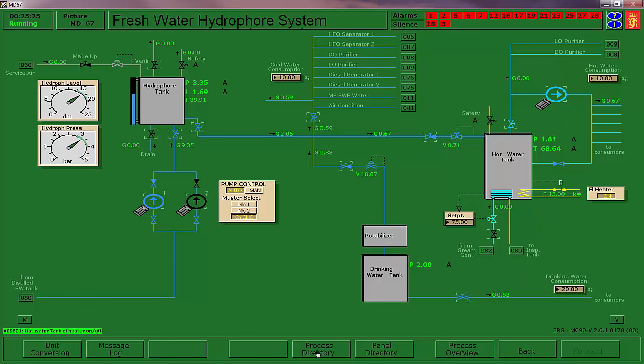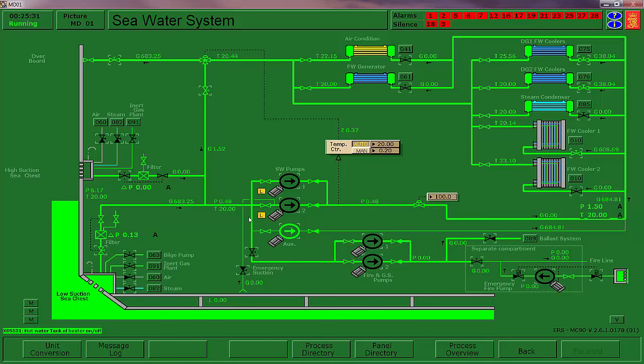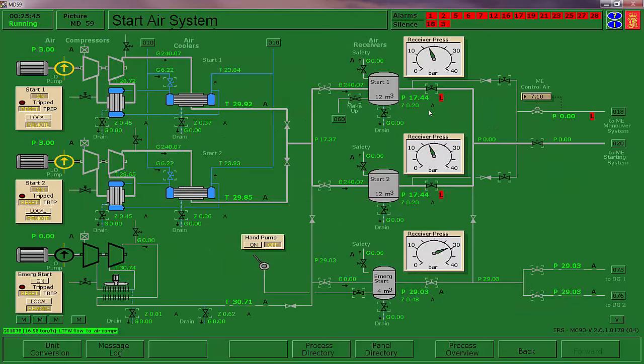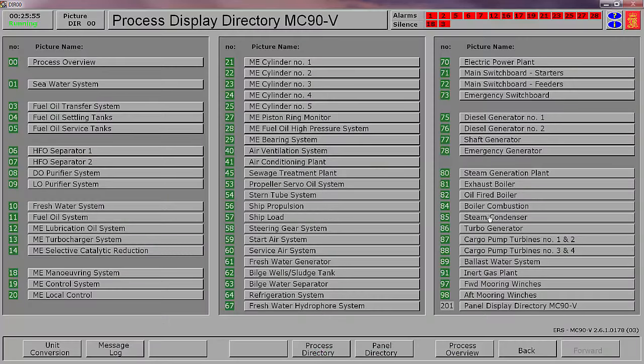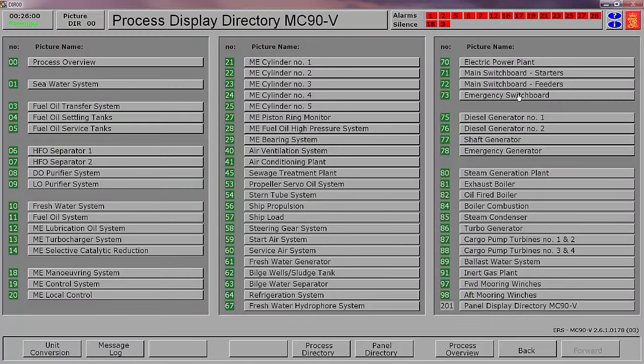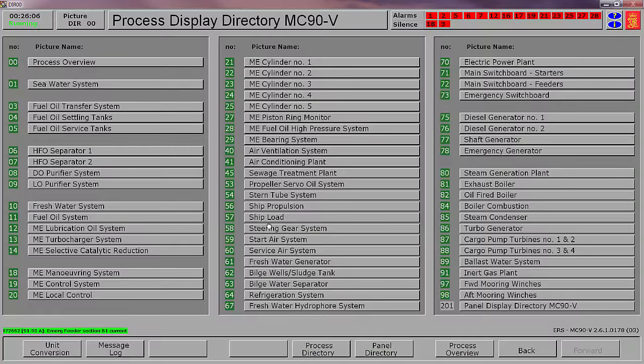All right, so let's go back and check our systems. Our saltwater system looks good. Low temp fresh water, the freshwater cooling, that looks good. Tanks are still coming up. Okay, everything is looking pretty good. Let's go back to start air.